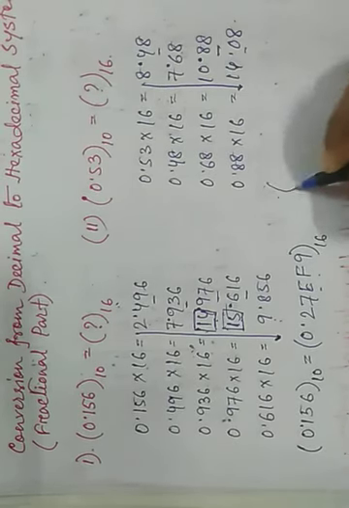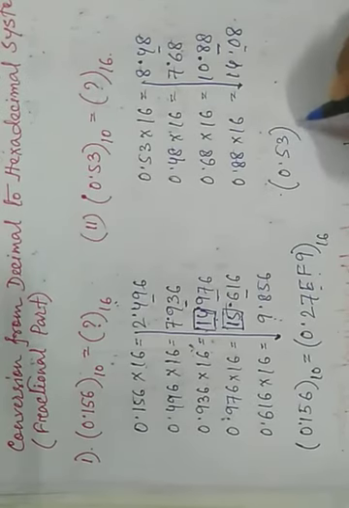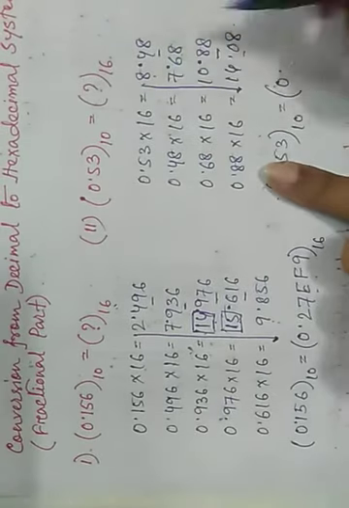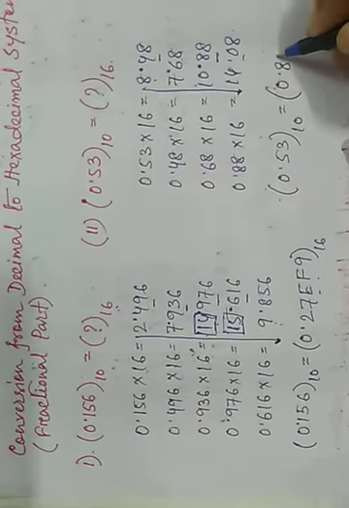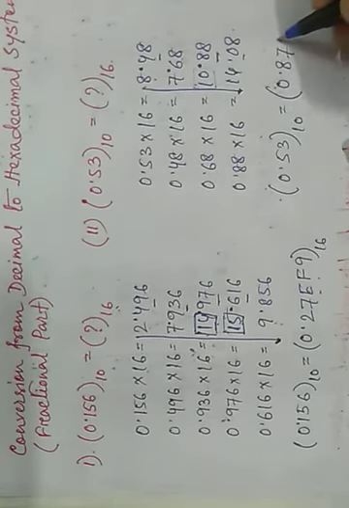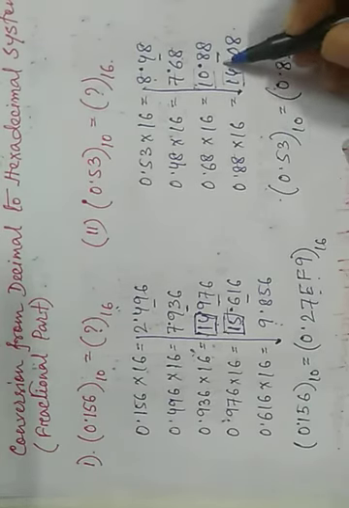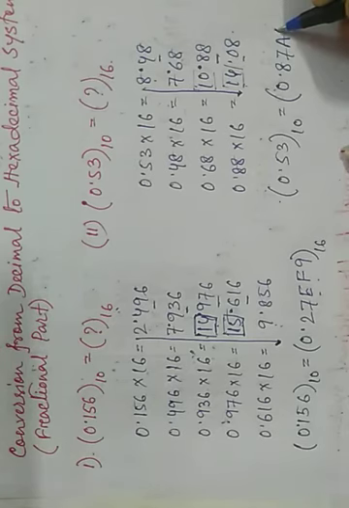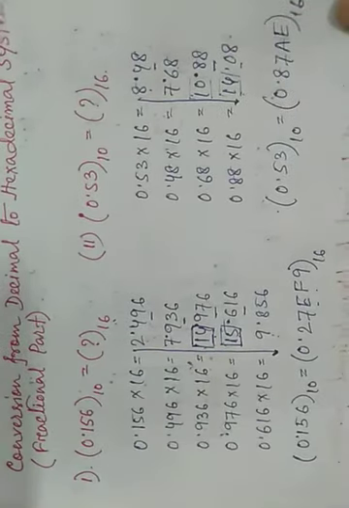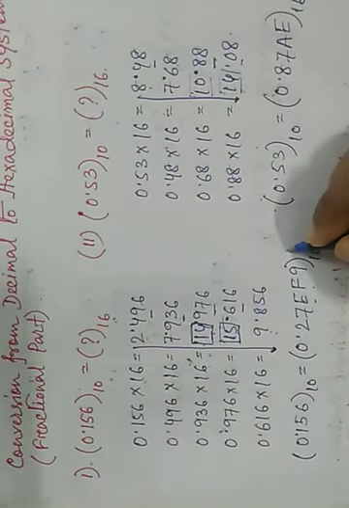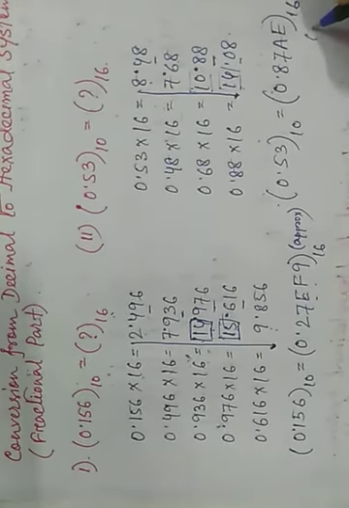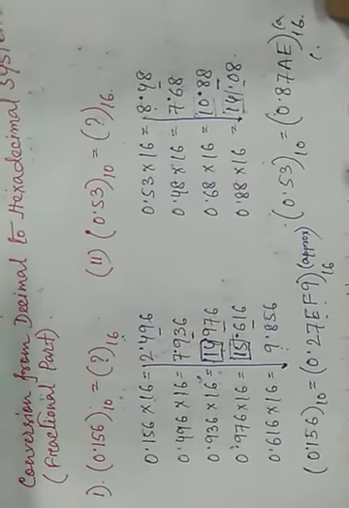So our answer becomes 0.53 decimal equals to 0. Here it is 8. Then it is 7. Then see here it is 10. In hexadecimal, 10 is a single digit. So instead of 10, we have to write A. And 14 also is a single digit, so we have to write E instead of 14. That is 16. Okay. Here you also write approx.